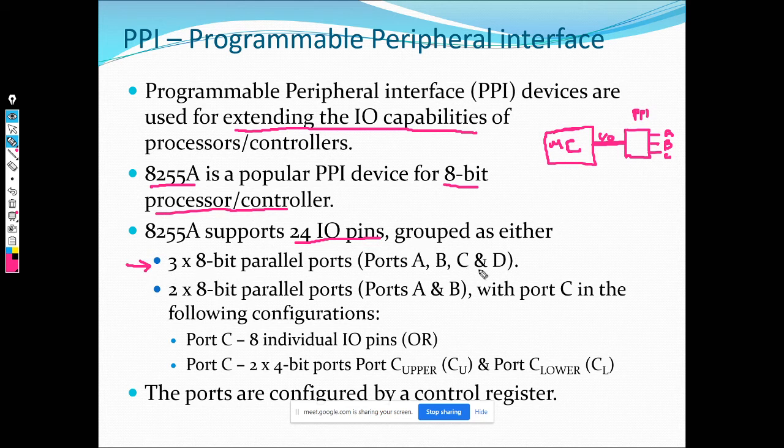Why did D come here? Sorry about the typo. So it's just ABC. So you have only 3 8-bit ports. It's port A, B, and C.